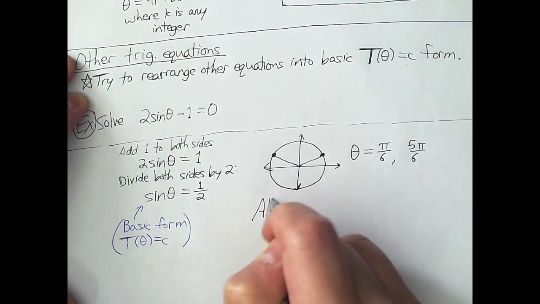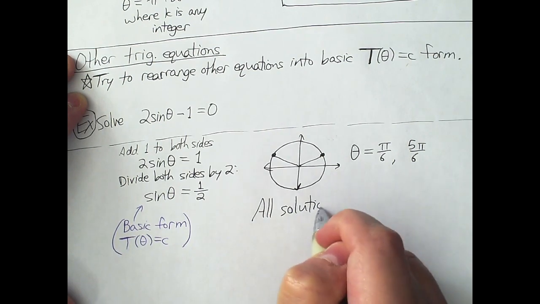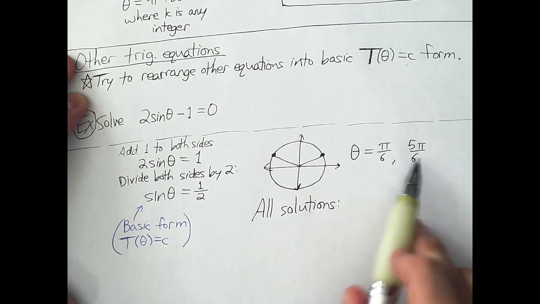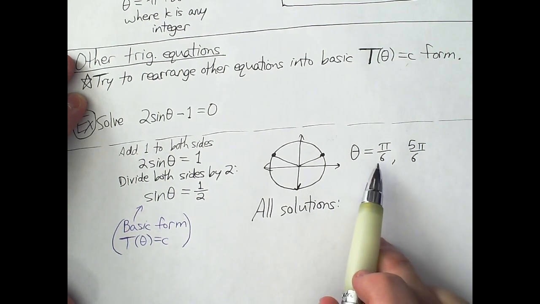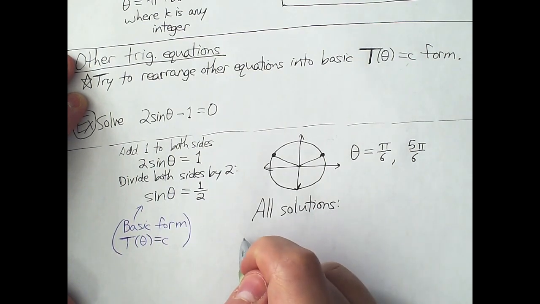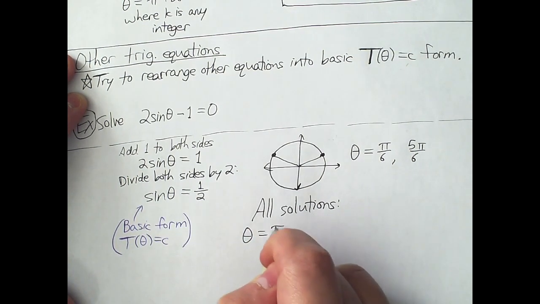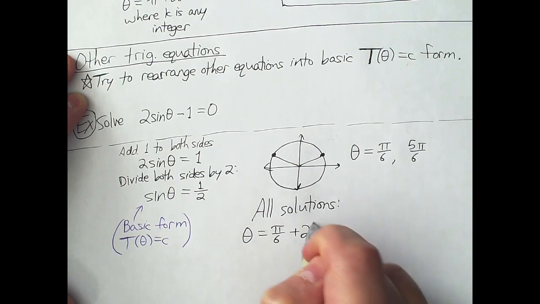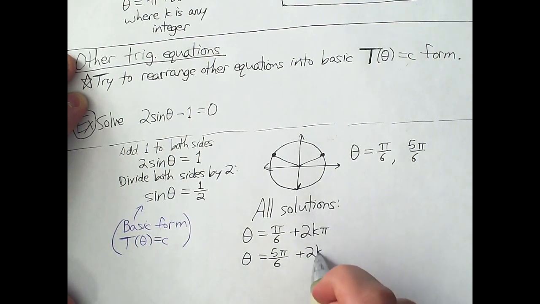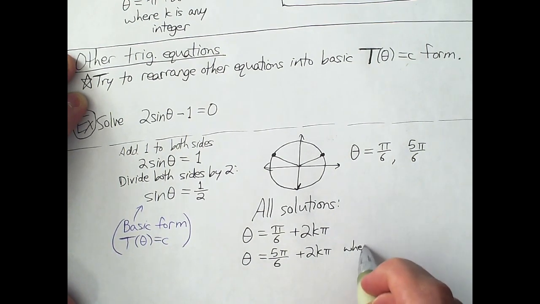So all solutions, let's just go right to it. It's going to be these 2 families of solutions. You take either one of these and add multiples of 2 pi. So I'm going to say theta equals pi over 6 plus 2k pi. Remember, k can be any integer, which means k could be positive, it could be negative, it could be 0. Plus 2k pi, where k is any integer.